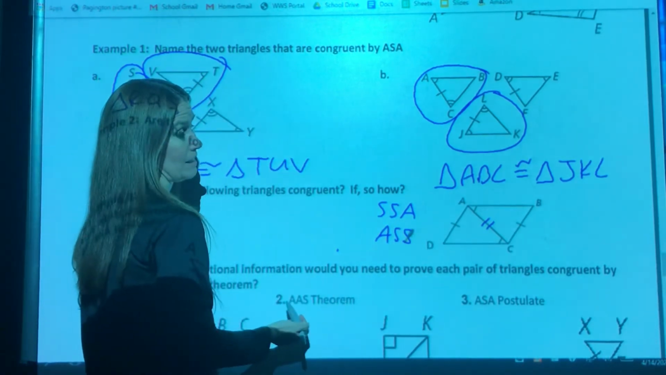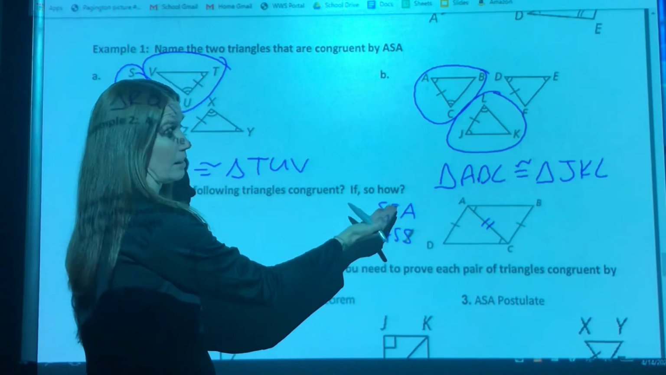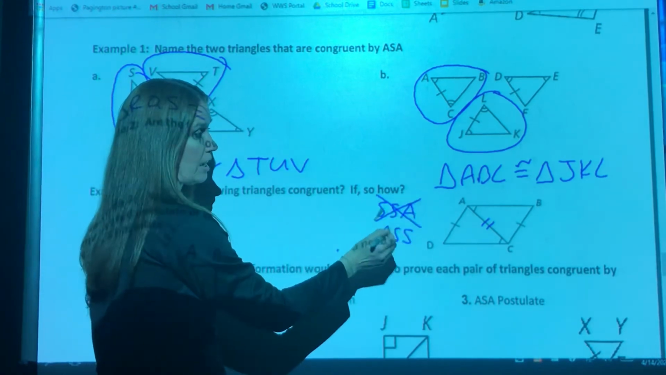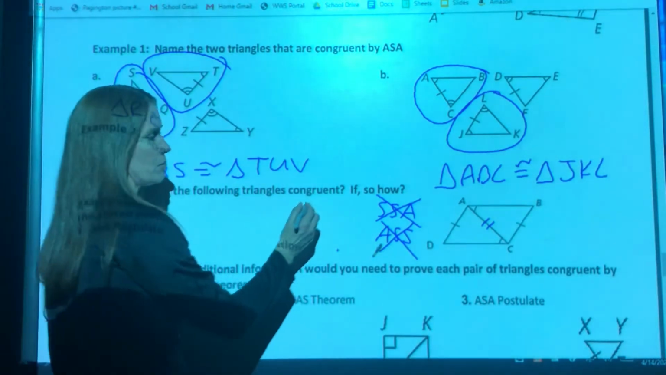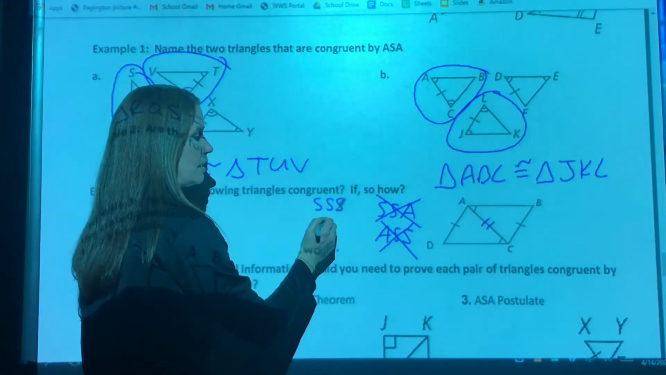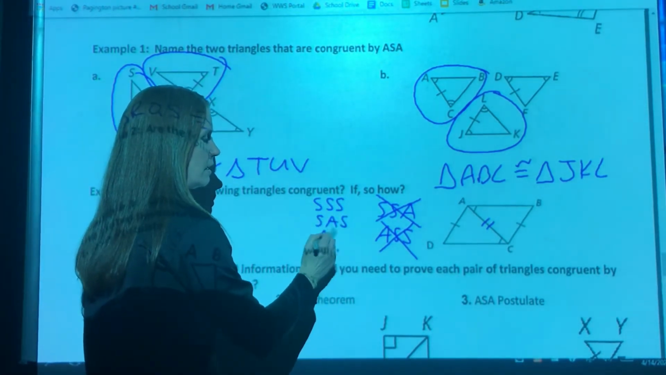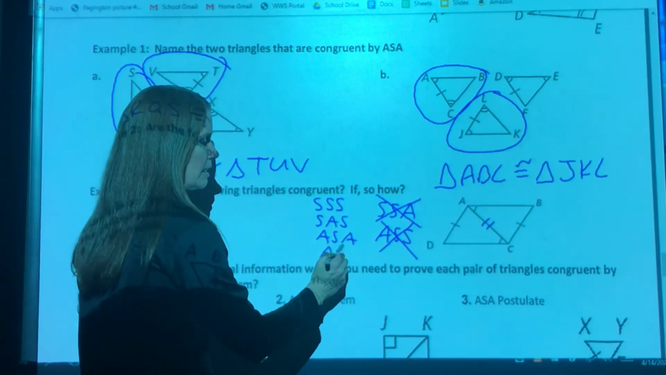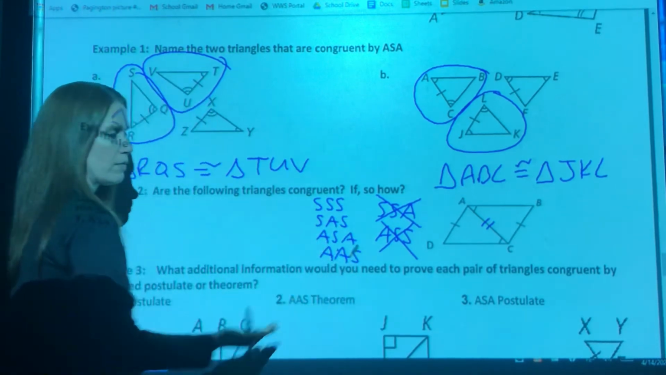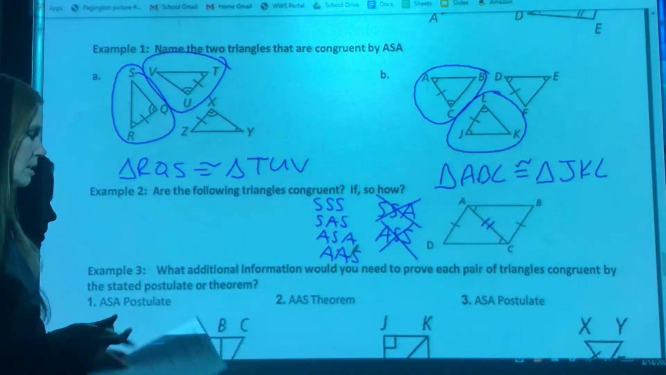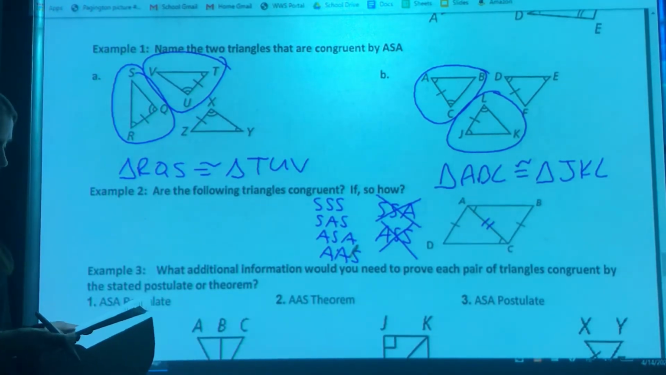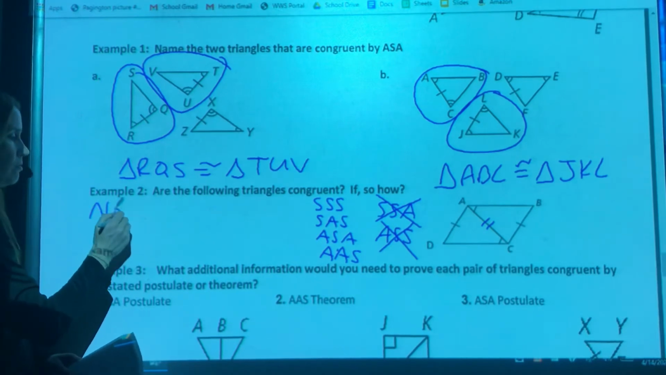And again, we said you can't cuss me out and you can't cuss me out backwards. Those are not ways to prove triangles congruent. Our only ways to prove triangles are congruent are side, side, side, side, angle, side, angle, and angle, angle, side. Those are our only four options. That picture is not showing one of those four options. So are the triangles congruent? We have to say no.